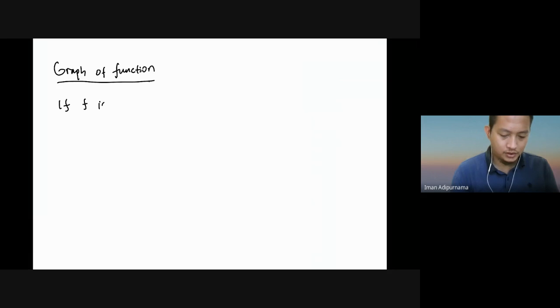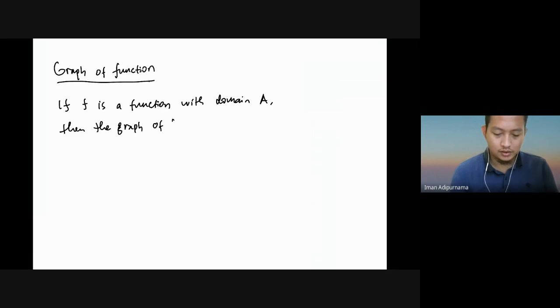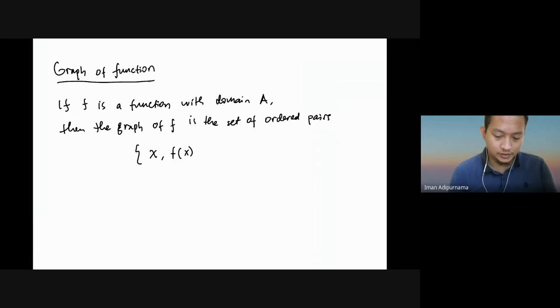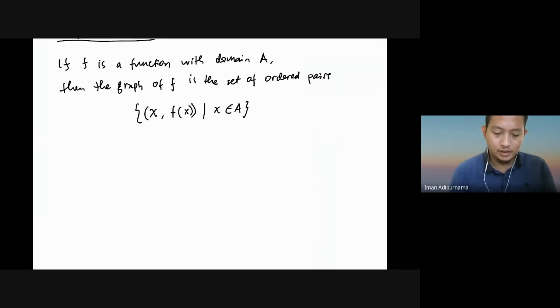If f is a function with a certain domain, let's say domain A, then the graph of f is the set of ordered pairs. We can write that in terms of x and f of x. So this is a point coordinate, and x is an element of A. They are plotted in the coordinate plane.